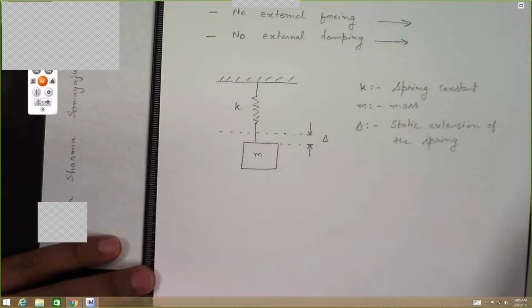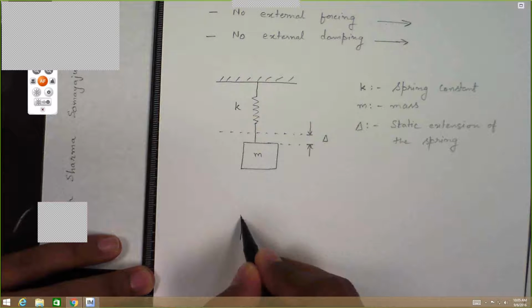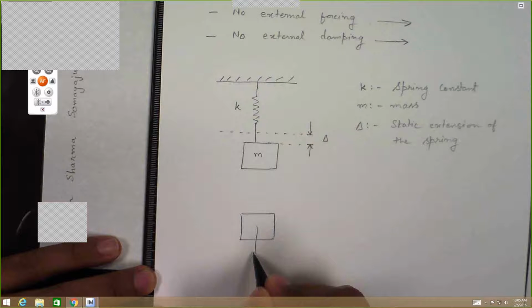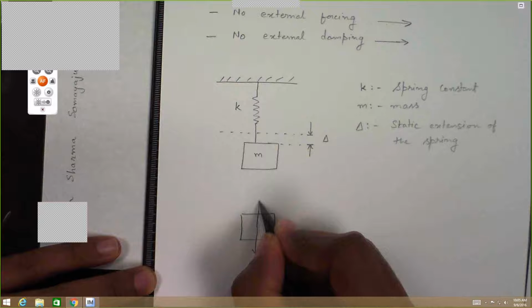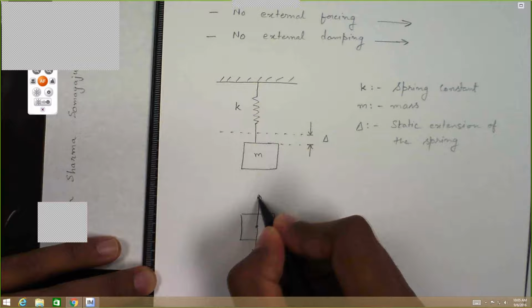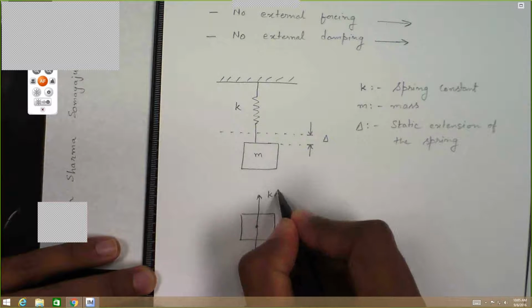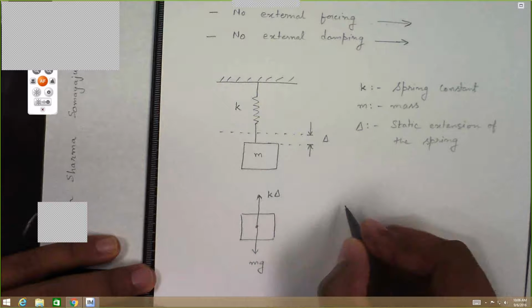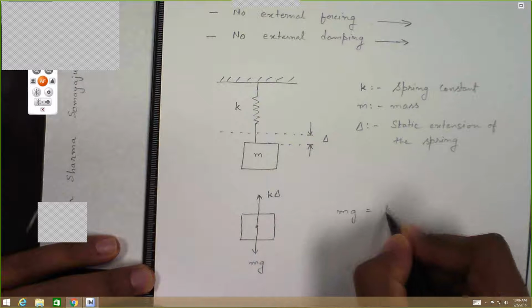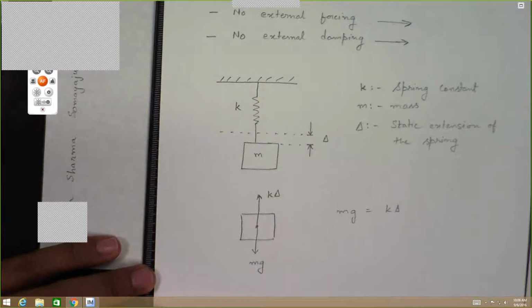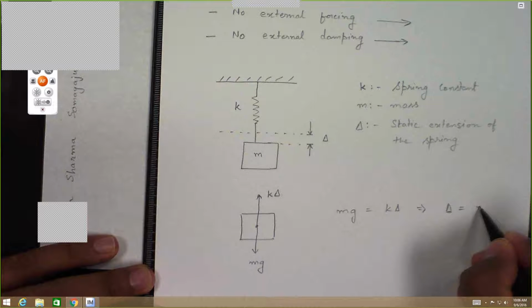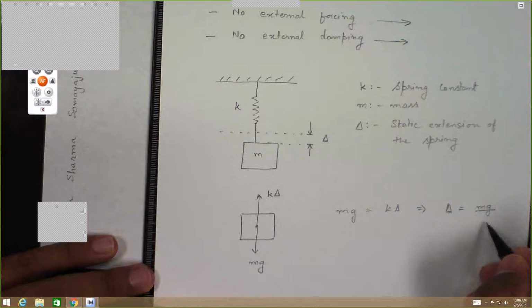So we know that in the static case, if we draw a free body diagram for the mass, there are only two forces acting on it. The gravity force, which is downward, and then you have the spring force, which is K times delta. And since the body is in equilibrium, we know that mg must equal K times delta. In other words, this gives us an expression for the static extension, which is the weight of the mass we are considering divided by the spring constant.